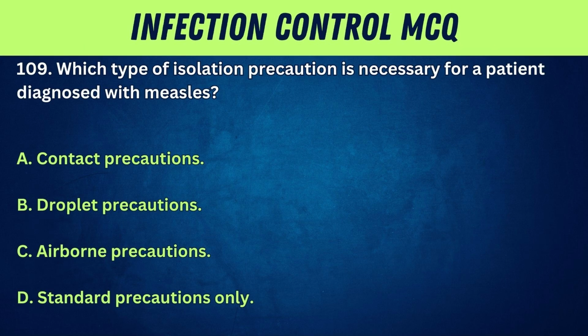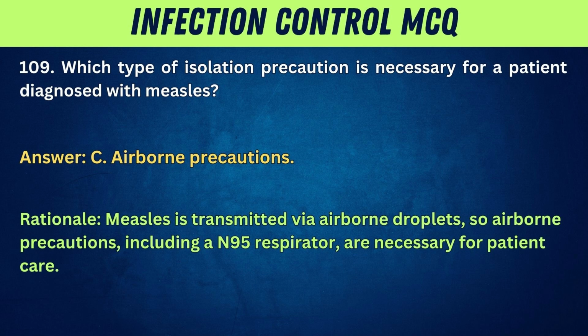109. Which type of isolation precaution is necessary for a patient diagnosed with measles? A. Contact precautions. B. Droplet precautions. C. Airborne precautions. D. Standard precautions only. Answer: C. Airborne precautions. Rationale: measles is transmitted via airborne droplets, so airborne precautions, including an N95 respirator, are necessary for patient care.